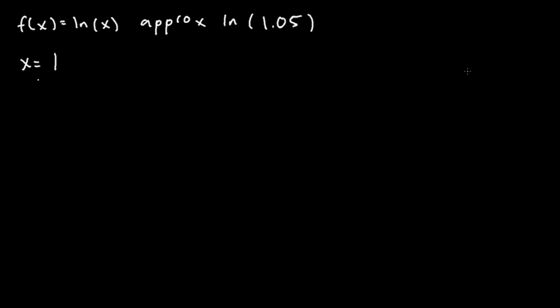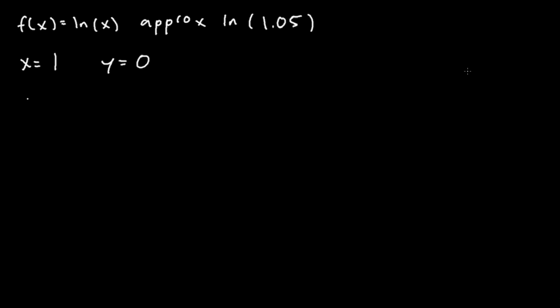Well, we need to find the x null and y null values, right? So if we're at x equals 1, we need to find the y value that is on the function at x equals 1. So if we plug in natural log of 1, well, this is just simply equal to 0, right? And that's equal to our y value. So our y value is equal to 0.